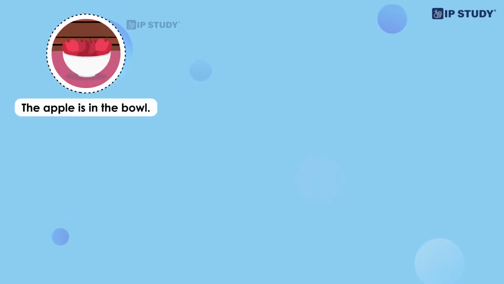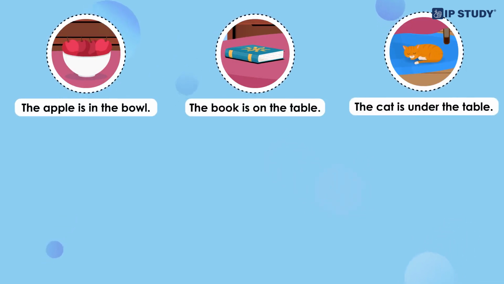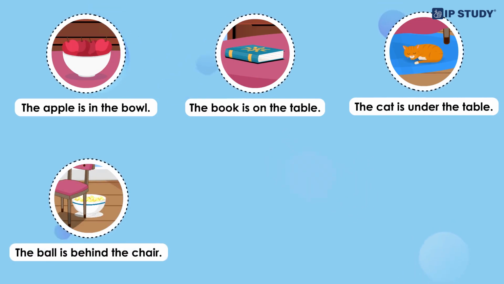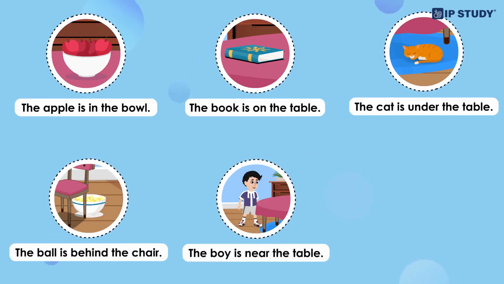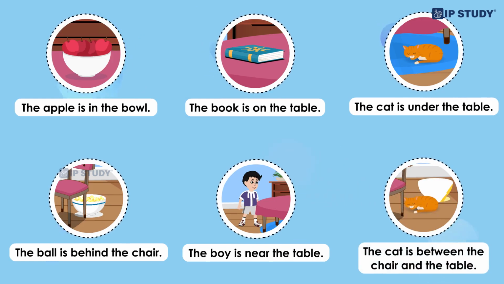Sure, Mom. The apples are in the bowl. The book is on the table. The cat is under the table. The ball is behind the chair. The boy is near the table. The cat is between the chair and the table.